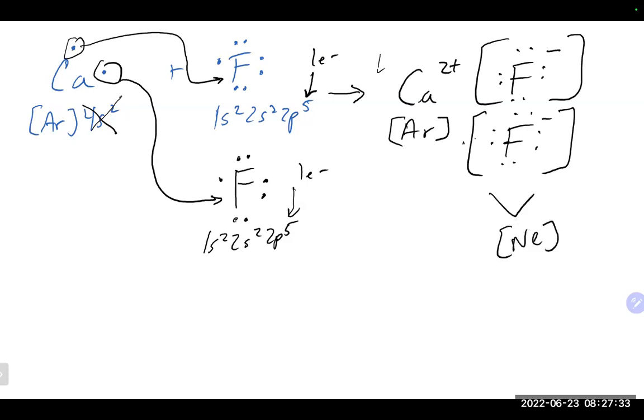So all 3 of these guys in this particular case achieve noble gas configuration. Each of the fluorines get to neon by picking up 1 electron. Calcium goes backwards to argon by losing 2 electrons, and again makes everybody really happy in that particular case.